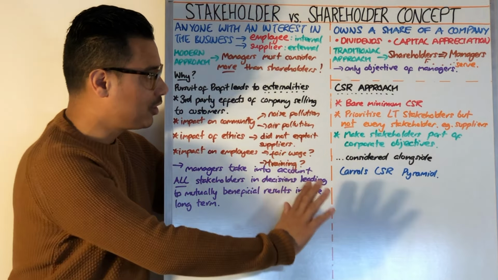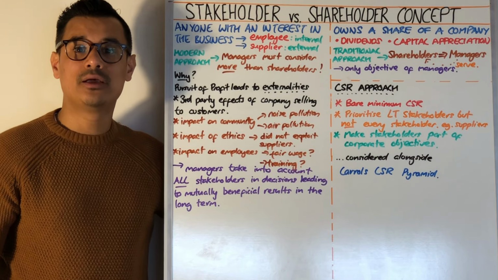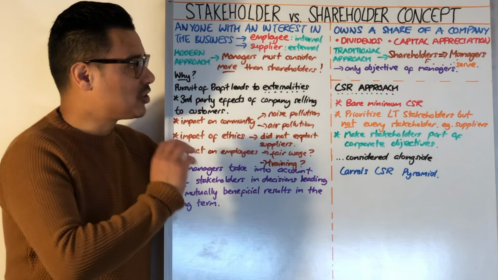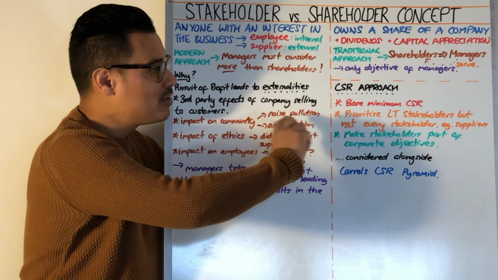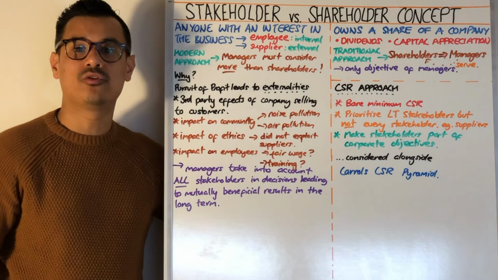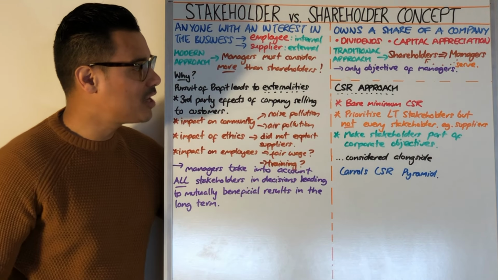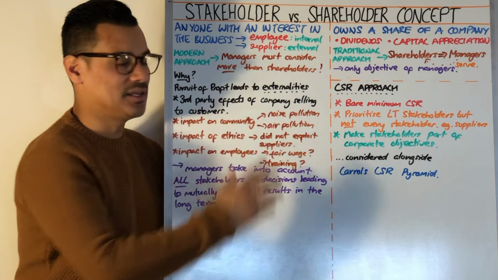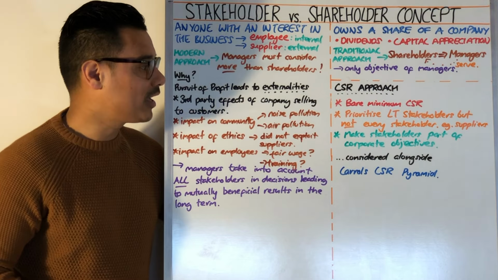So this is the modern approach, as opposed to the traditional approach of only objective is just to make sure their shareholders are happy. The last thing to think about is possible CSR approaches. So it could be a company takes on the bare minimum CSR, they just do exactly what they're obliged to do. The next step up is they might prioritise their long-term stakeholders, but not every stakeholder. Perhaps they prioritise their suppliers if they're strategically important to the business and ensure those stakeholders are kept happy.